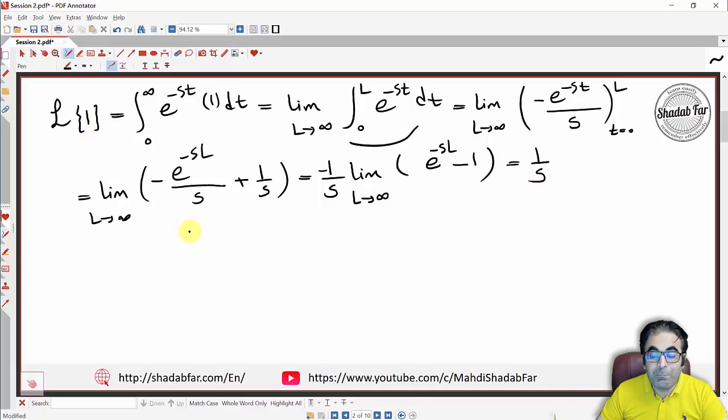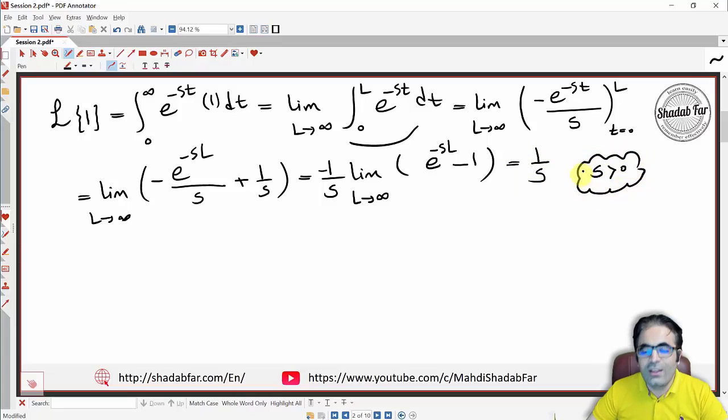And the nice point here is that this function is available when s is greater than 0. So this is what I call the convergence criterion. The s greater than 0 is the convergence criterion for the Laplace of 1. And we just saw how we can understand for what values of s the Laplace of 1 can be defined.